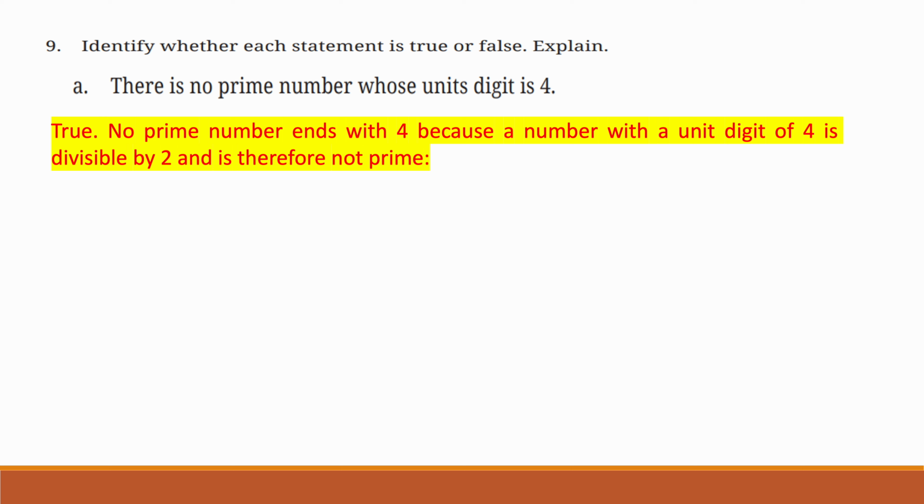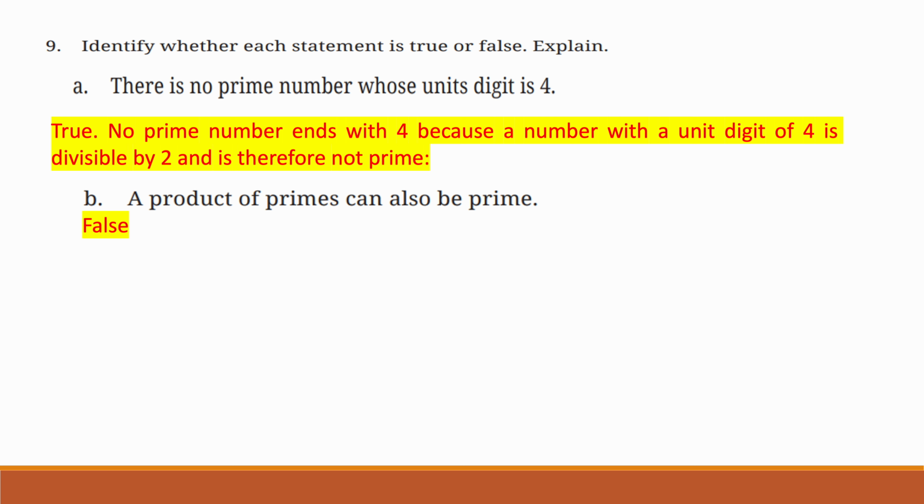A prime number has only 2 factors. The 2 factors are 1 and the number itself. So, this is true. Next one, a product of primes can also be prime.